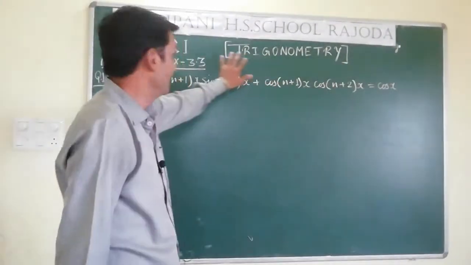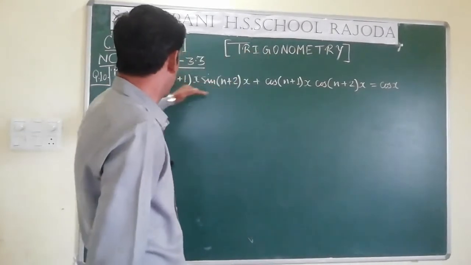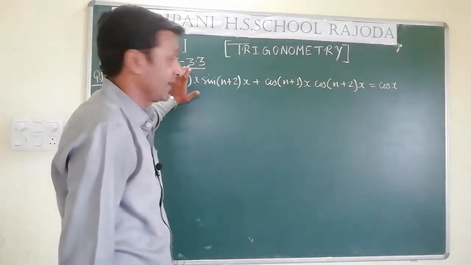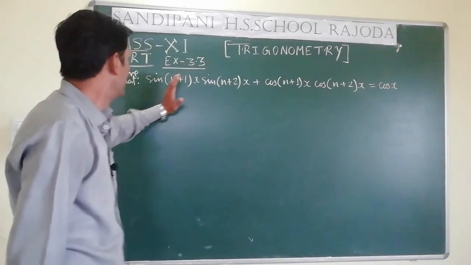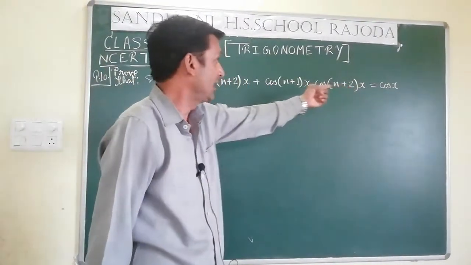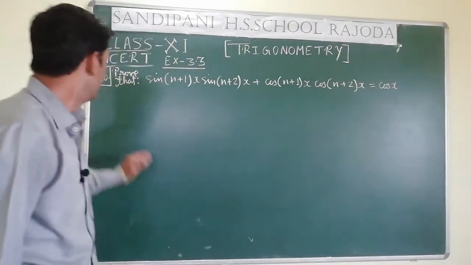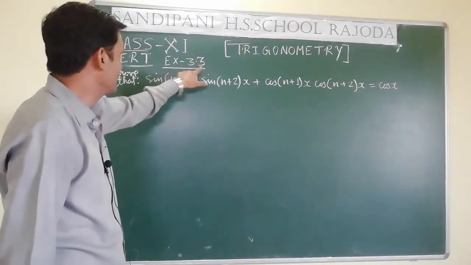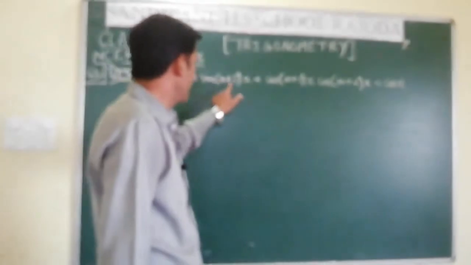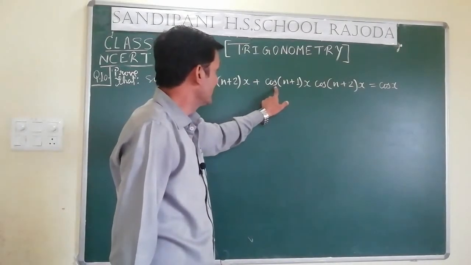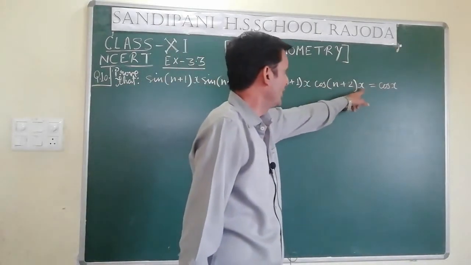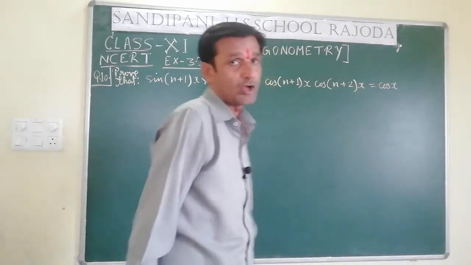Today again we will study trigonometric formula based questions. Here is one question related to exercise 3.3 in which we have to apply a formula and prove the RHS part. The question is question number 10 of exercise 3.3 NCERT. Prove that sin(n+1)x sin(n+2)x + cos(n+1)x cos(n+2)x is equal to cos x. This we have to prove.